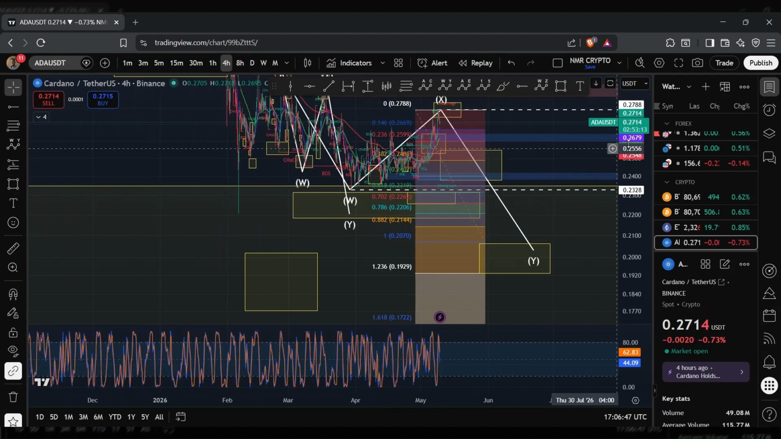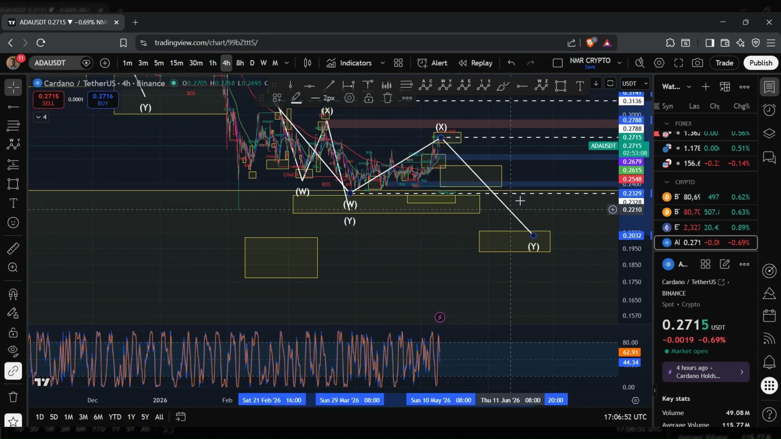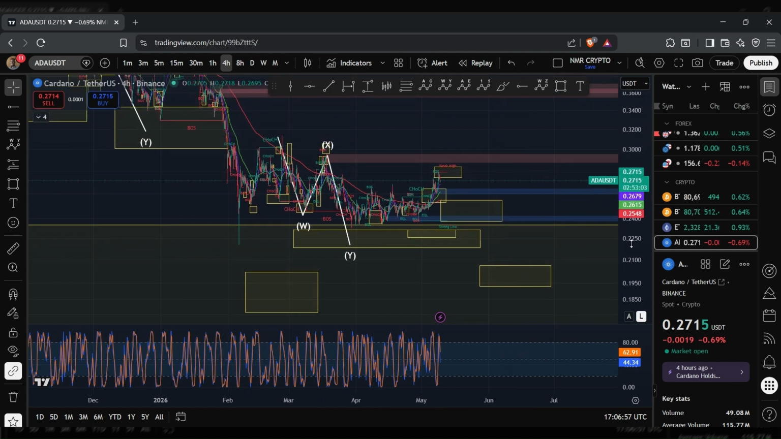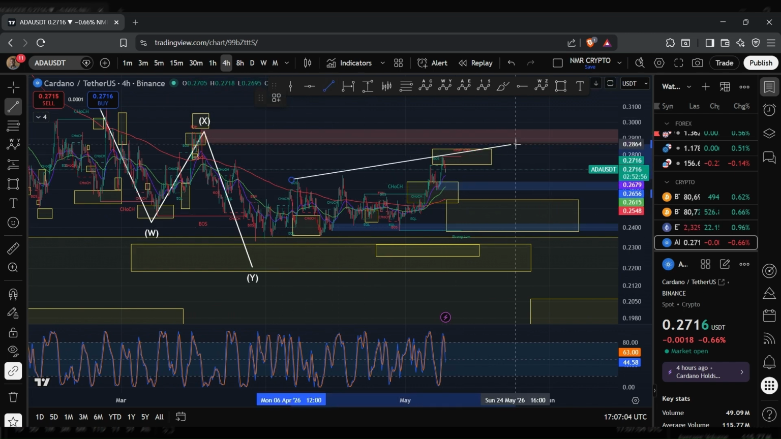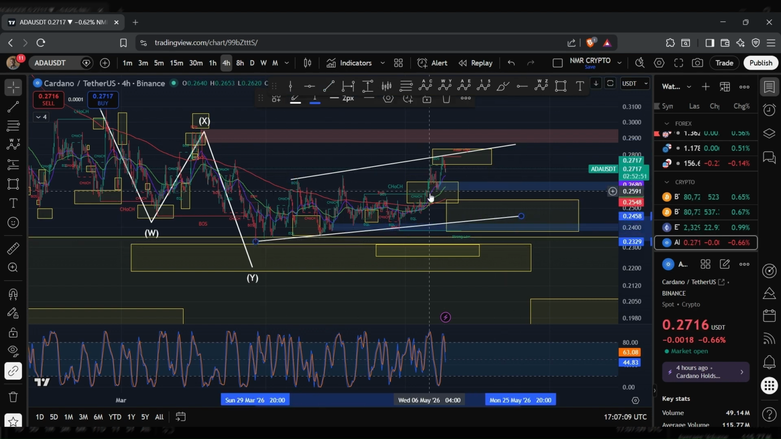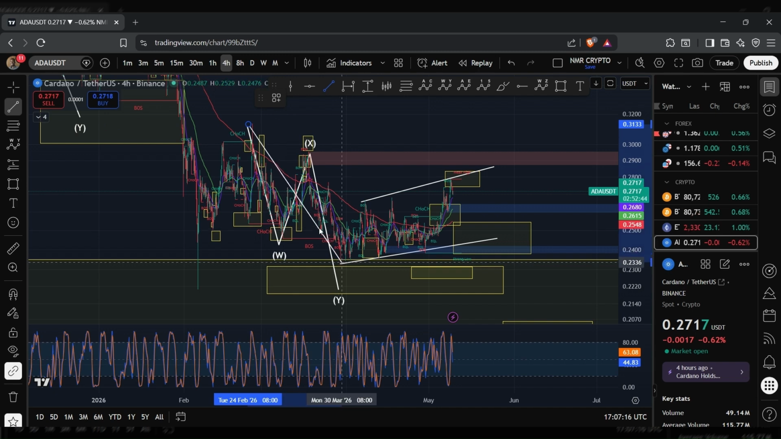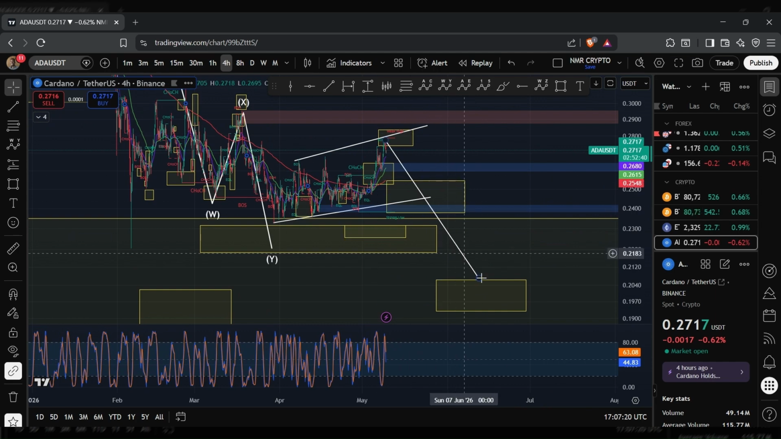Now, what is interesting is I did notice that there is potential for a bear flag pattern to form. So if I just remove some of this now, it's possible that this move here could form the flag. So if I draw in the upper trend line and the lower trend line, it's possible that this here is the flag, and this whole move to the downside could be the flag pole.